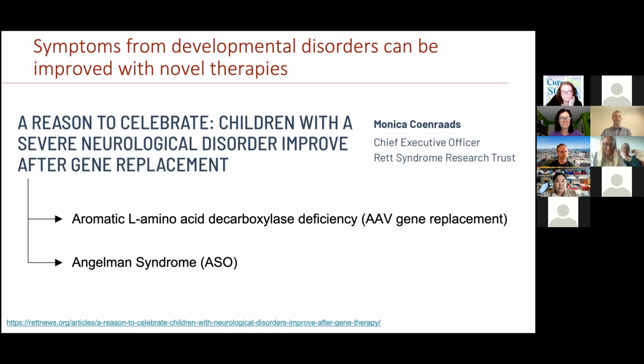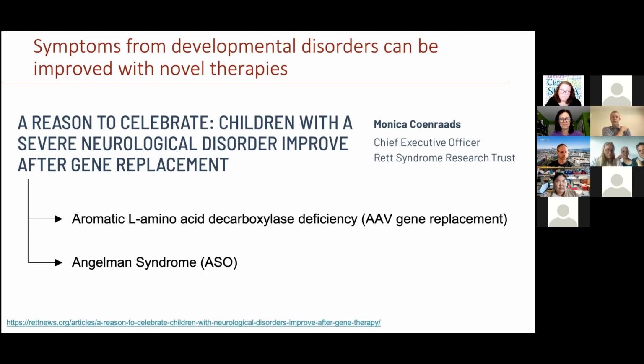The research she's talking about is in 2 different disorders. One of them is a metabolic disorder. I'm not going to try and pronounce it, but you can see it written there. And that's a gene replacement therapy. And the second one is Angelman syndrome, and that's using an antisense oligonucleotide, and we're going to come to those later. In both these disorders, they cause severe developmental delay.